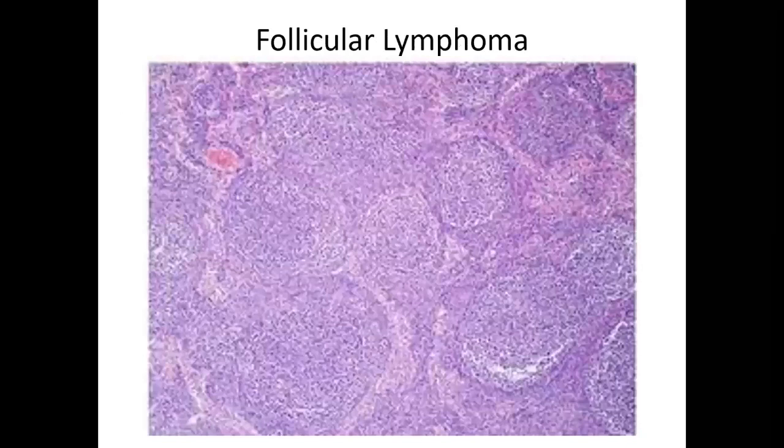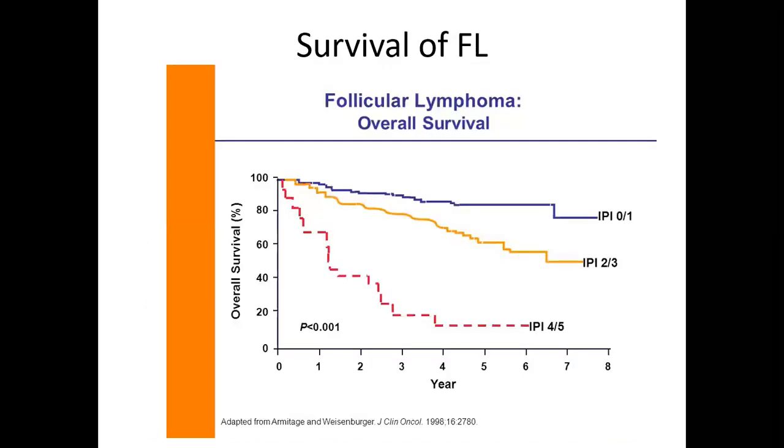This photo shows the follicular lymphoma. We can see pseudofollicles inside the lymph nodes. These pseudofollicles are filled with lymphoma cells. And you see that the survival of follicular lymphoma depends on the IPI score. Patients with low IPI score, 0 to 1, will have better survival if we compare them to patients with high IPI score, 4 to 5.